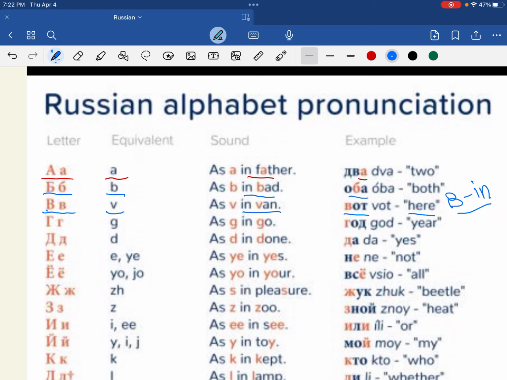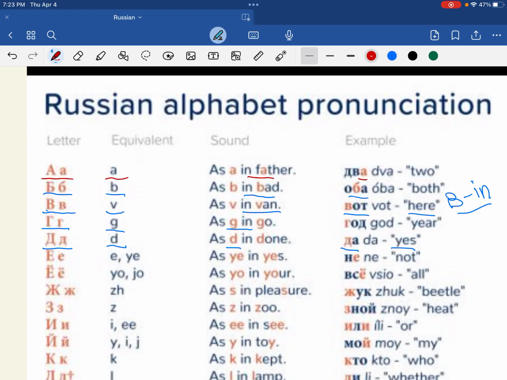The next letter is G. The sound is G. In English, it's pronounced like G in go. In Russian, it would be pronounced like G in god, what means a year. The next letter is D. It would be pronounced like D. In English, it would be pronounced like D in done. And in Russian, you may learn the new word of agreement, da, what means yes. I guess everybody has already heard it.